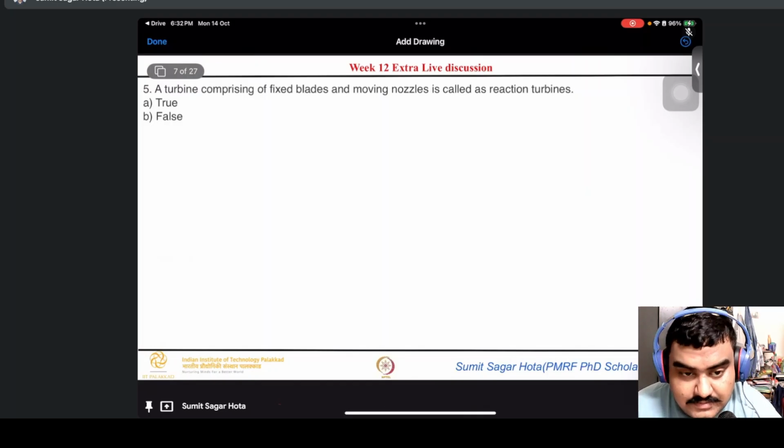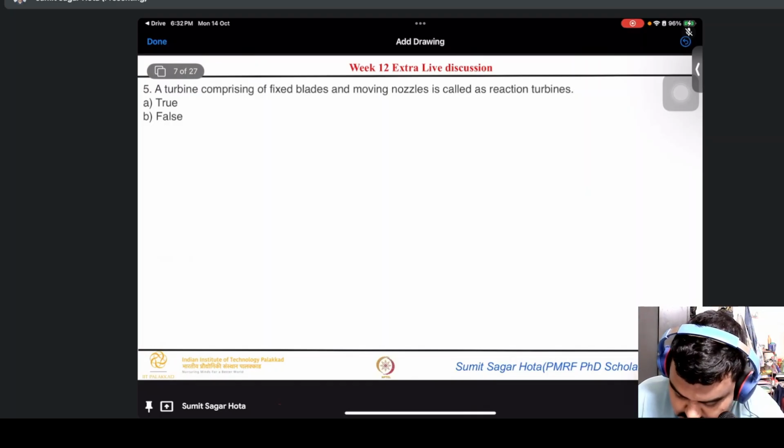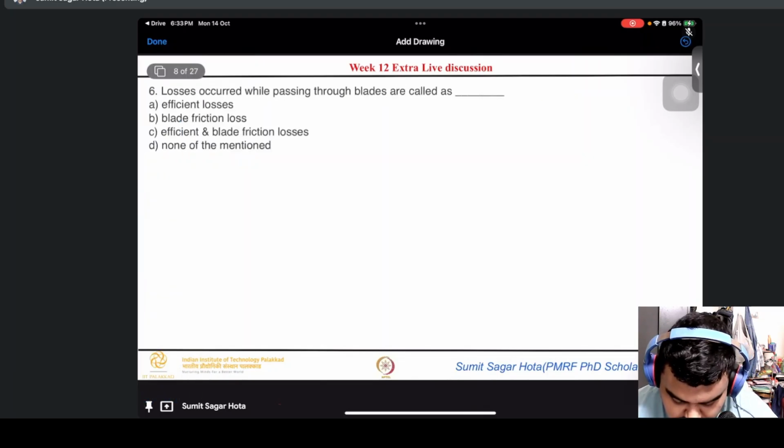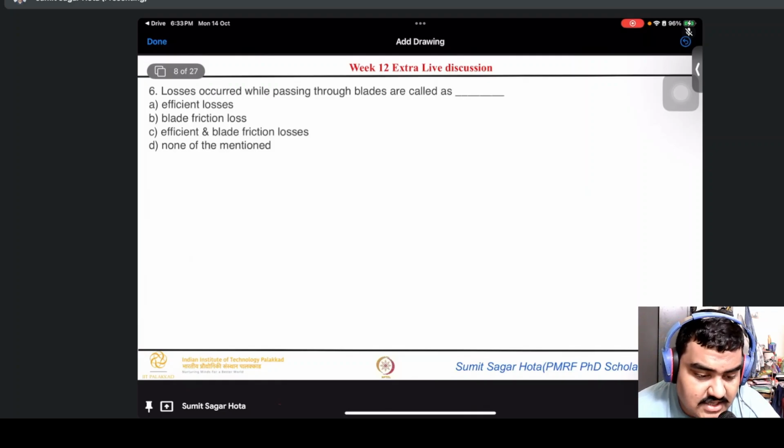The turbine comprising of fixed blades and moving blades is called a reaction turbine. This is actually a true statement. Next: the losses occurred while passing through blades are called as dash. The losses that occur while passing through the blades, that's always a what? Frictional loss.